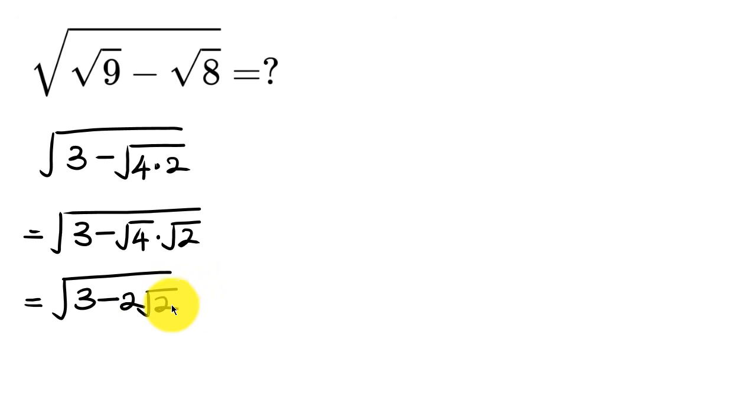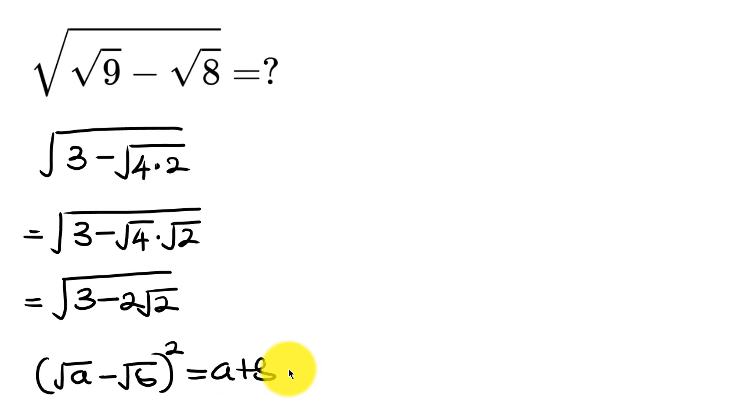Now our next step will be for us to write the inside as a perfect square of this form: the square root of A minus the square root of B, all raised to the power of 2. And this expression has an identity of A plus B minus 2 root AB. That is it. So our next step will be for us to compare.